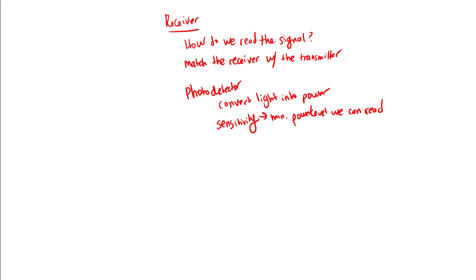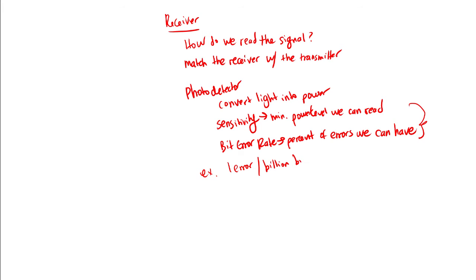And then we also have what we call bit error rate, which is a percent of errors we can have. So these two are connected, because if our signal drops, so these are published by the manufacturer. So for example, the manufacturer might say we have 1 error per billion bits at -10 dBm. So we might say that's acceptable.